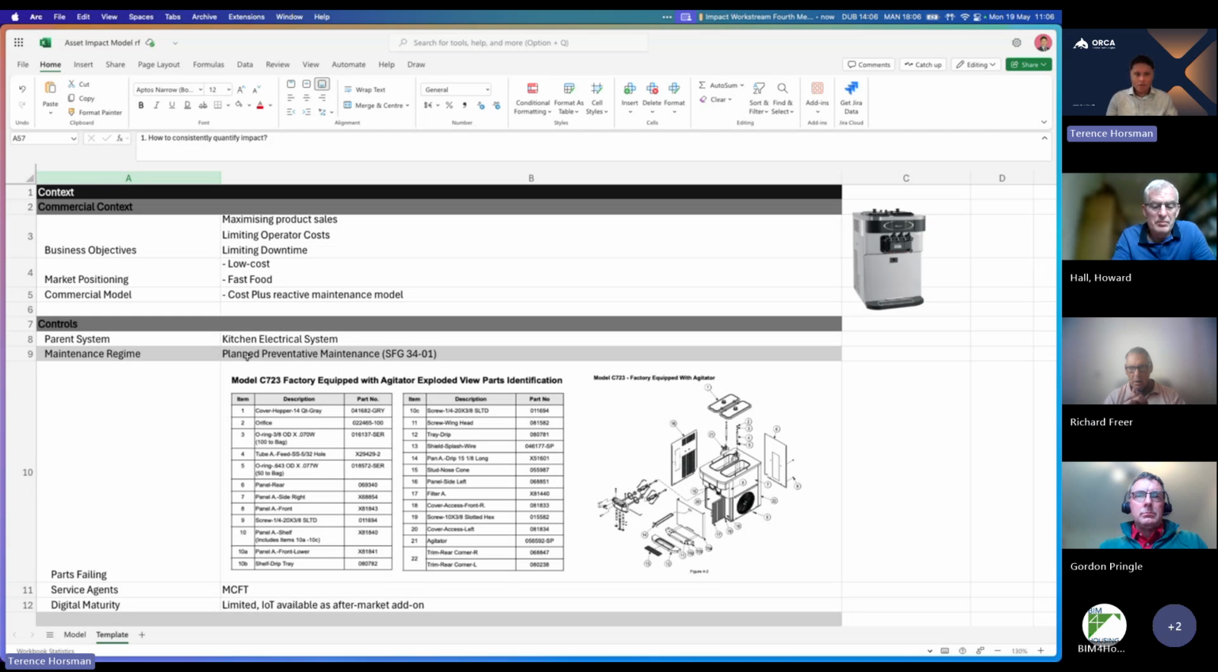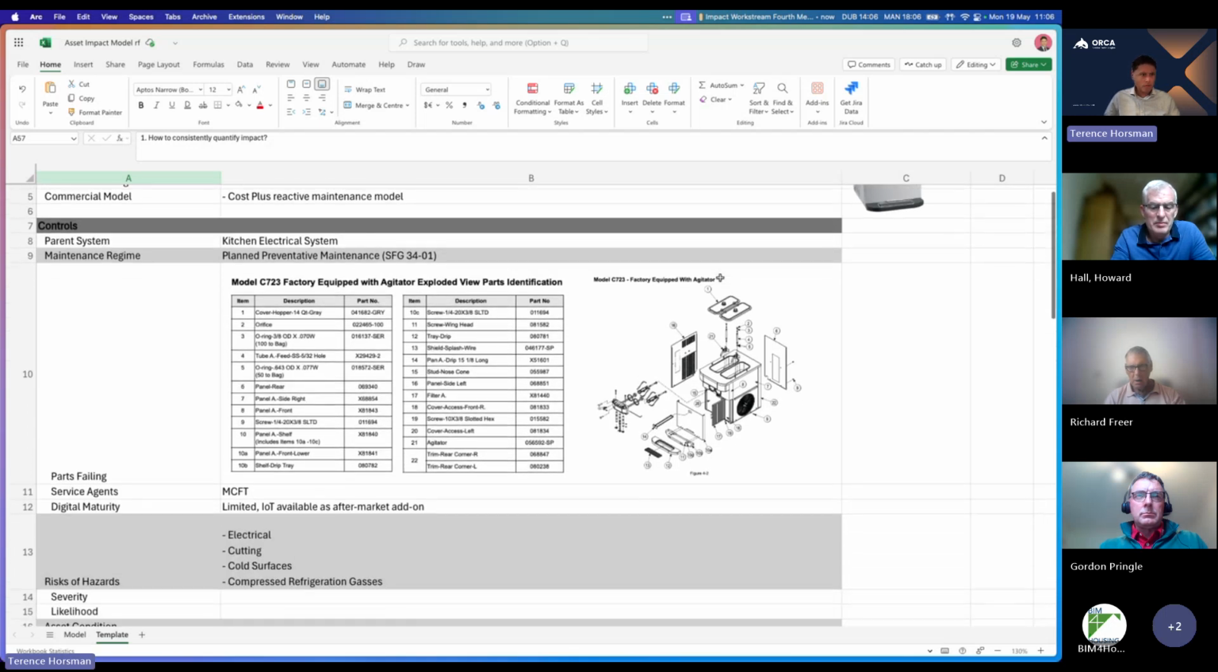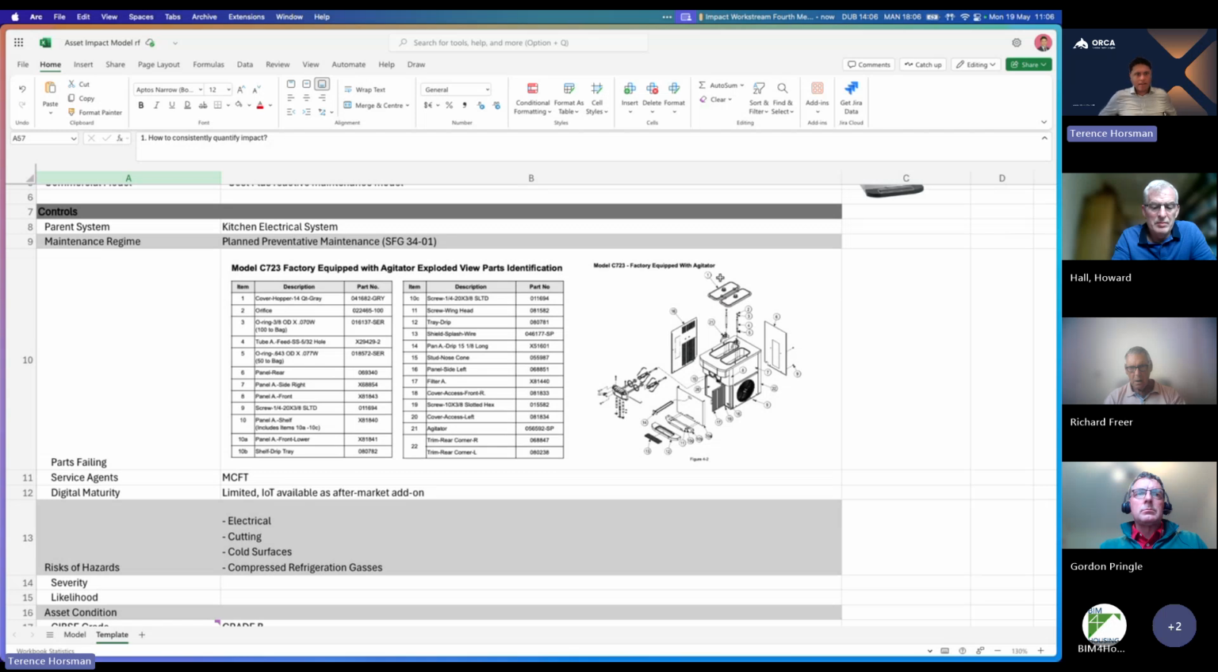And in terms of a commercial model on the maintenance, it's cost plus. So there is an initial purchasing cost, with a warranty period, but after that, it's purely cost that you have against the asset. In terms of controls, we're looking at the parent system. So in this case, it's just part of the kitchen's electrical system. It isn't part of an HVAC system or anything more comprehensive.